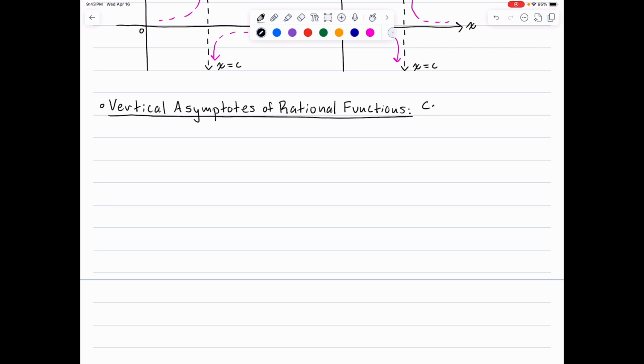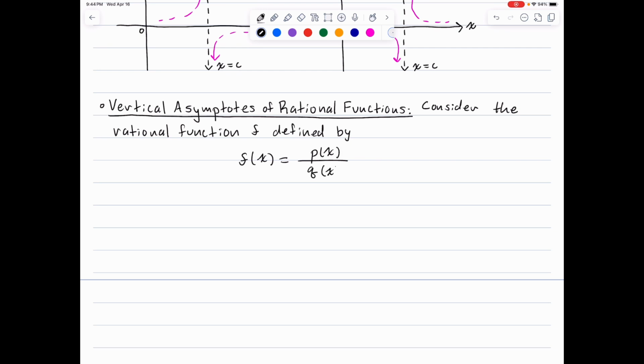So let's start with, consider the rational function f defined by f of x equals p of x over q of x, where p and q are polynomials with no common factors other than 1.